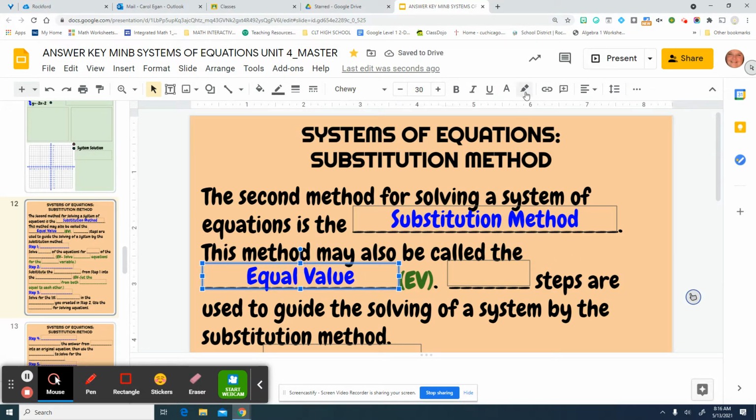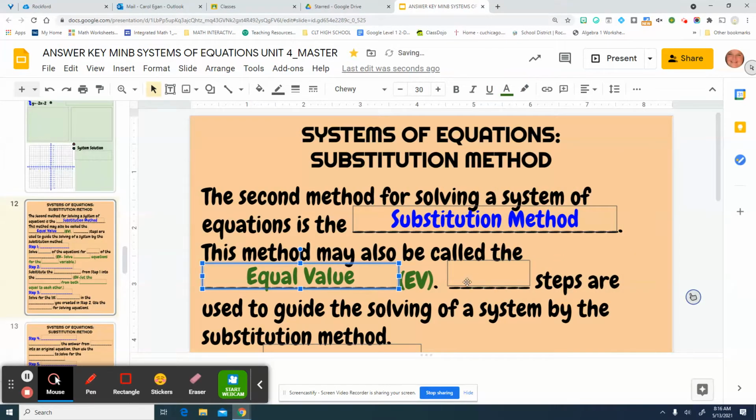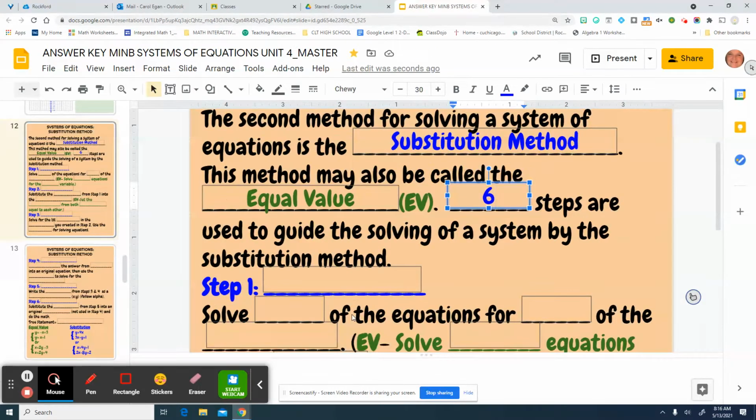And we're going to talk about why that is. Like, why do we sometimes call it the equal value? Because it doesn't apply to all the times we're doing substitution. Okay, there are 6 steps. So 6 steps are used to guide the solving of a system by the substitution method.